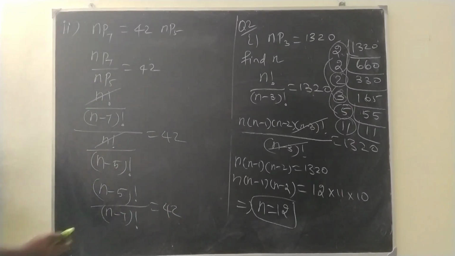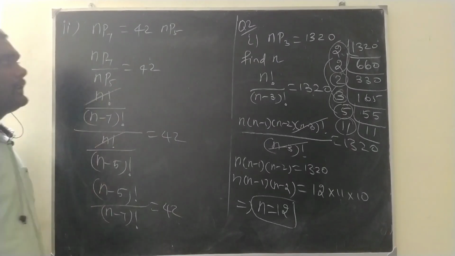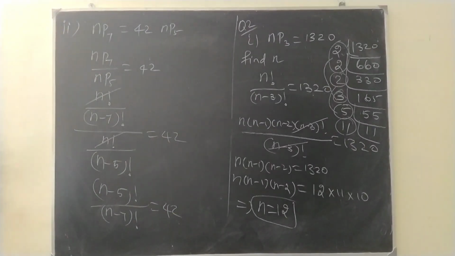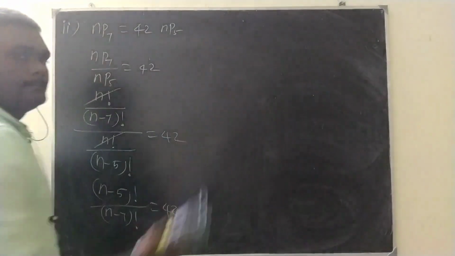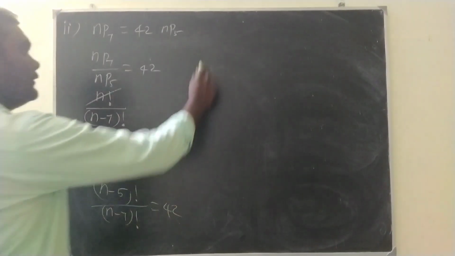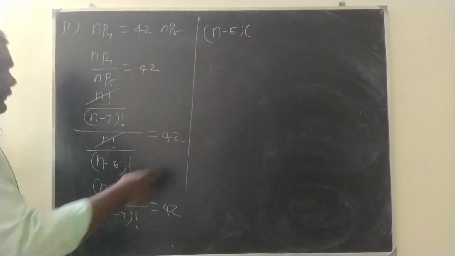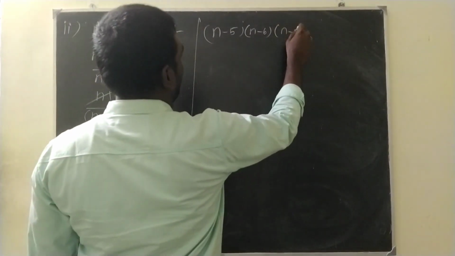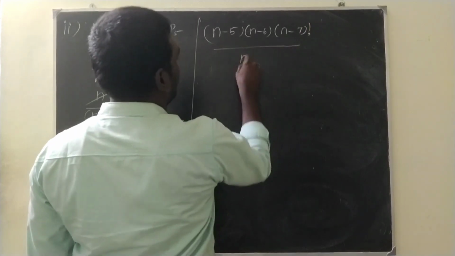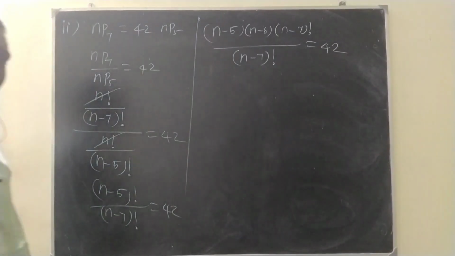Which one is bigger, n minus 5 or n minus 7? n minus 5 is bigger. So we can write, have you noted this down? So we can write n minus 5 into, what is next less than 1 of this? n minus 6 into (n minus 7) factorial divided by (n minus 7) factorial, that equals 42. Any confusions in this, how I wrote this?